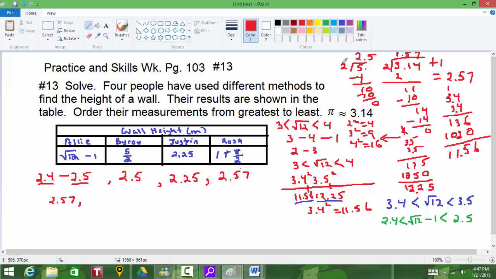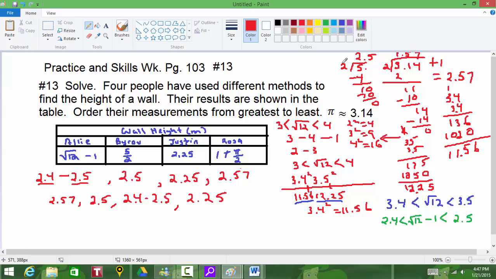Okay, so our next number that we're going to write down looks like it's going to be 2.5. I can't write this one down first because remember that this little section is between 2.5 and 2.4. So 2.5 is right here. Looks like our next one's going to be between 2.4 and 2.5. And then our last one is 2.25.